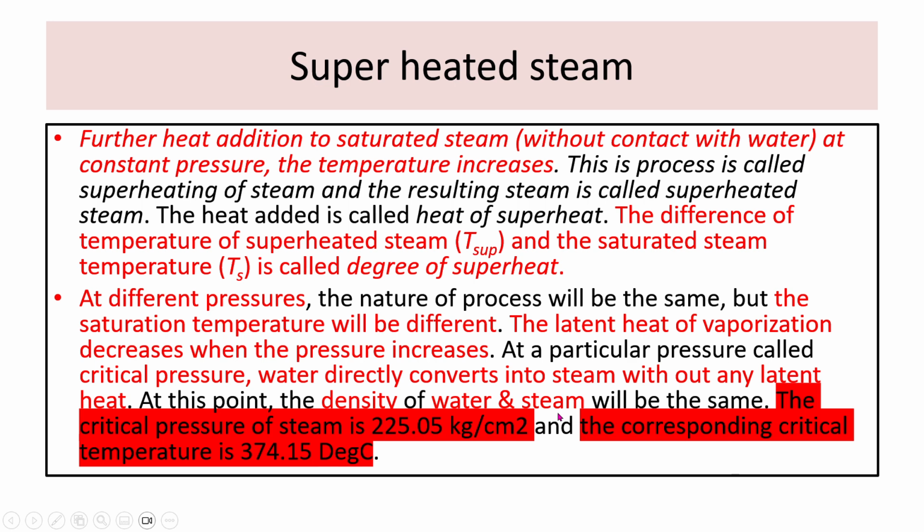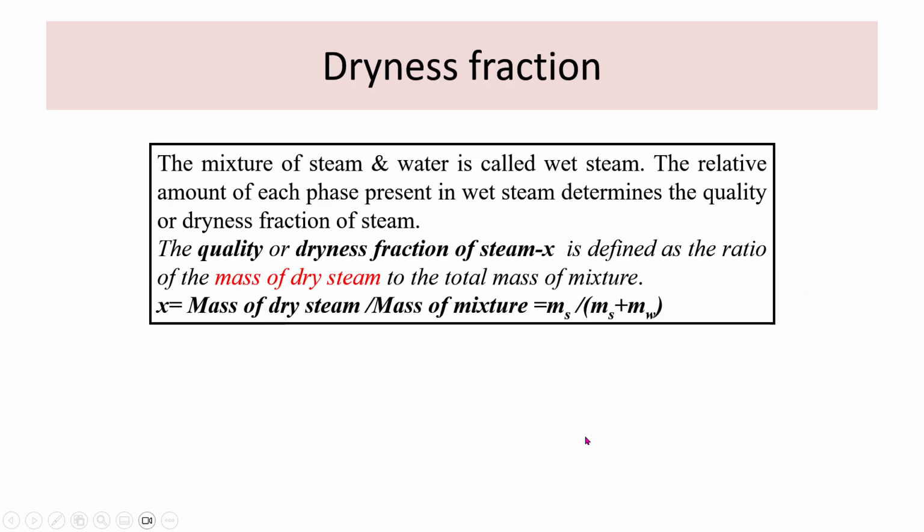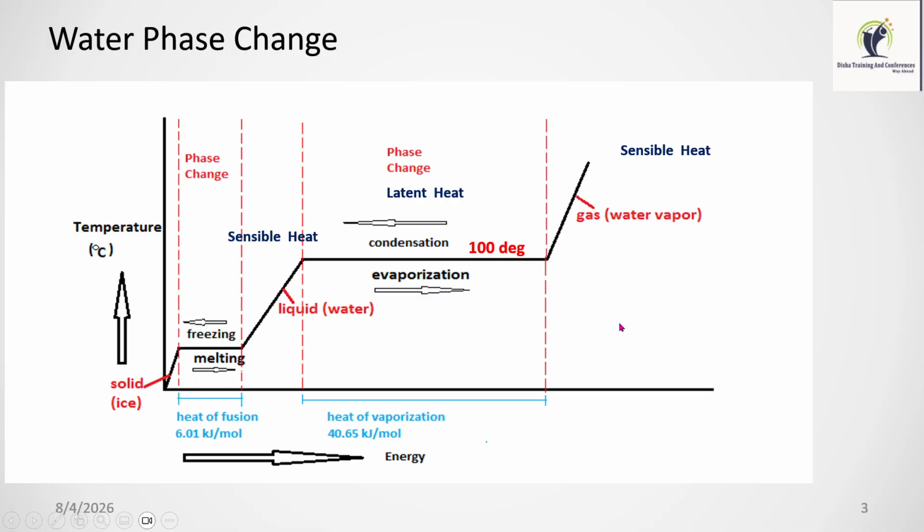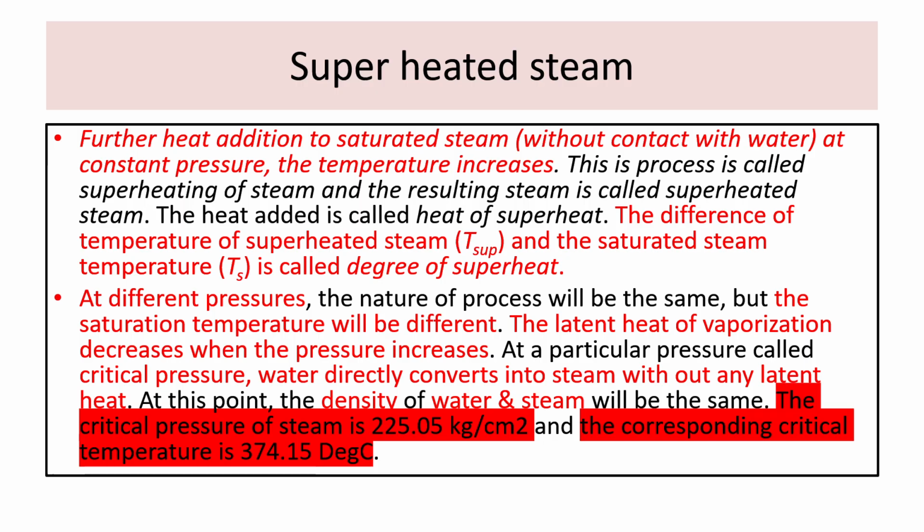And there will be a certain position at a particular phase. It is called the critical pressure. The water is directly converted into steam without latent heat. At this particular phase, there is no need of any latent heat. The water is directly converted to steam. This pressure is called the critical pressure.